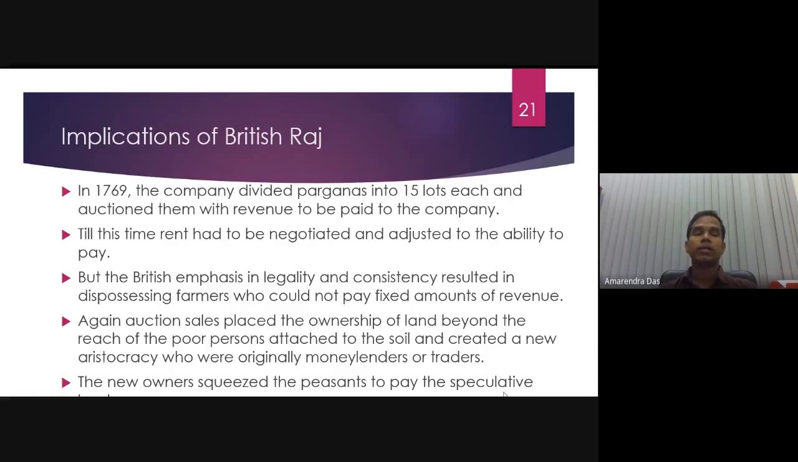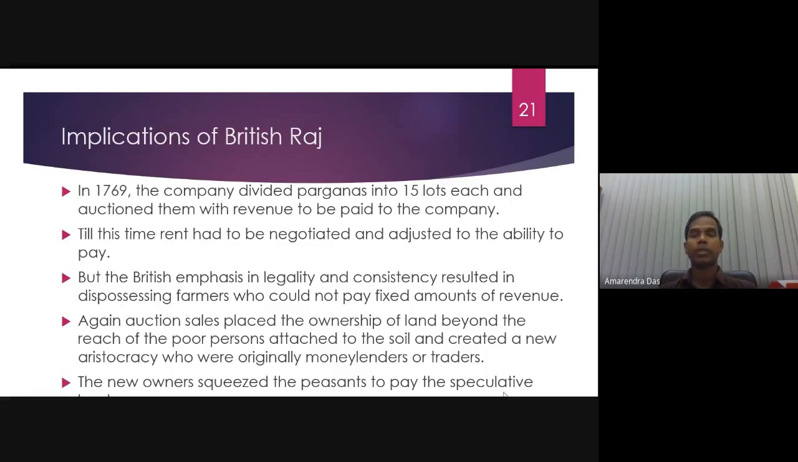And then, since the British introduced the auction system, we see that the auction sales placed the ownership of the land beyond the reach of the poor person. So it's only the people who could pay a very high rate in this auction process who could get this land ownership, for the Zamindari system, we can say. And that's how it created a new aristocracy in the country. Basically, they were the money lenders and traders. They also started holding the land.